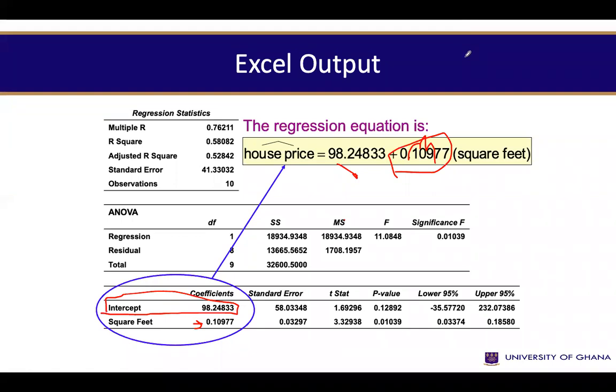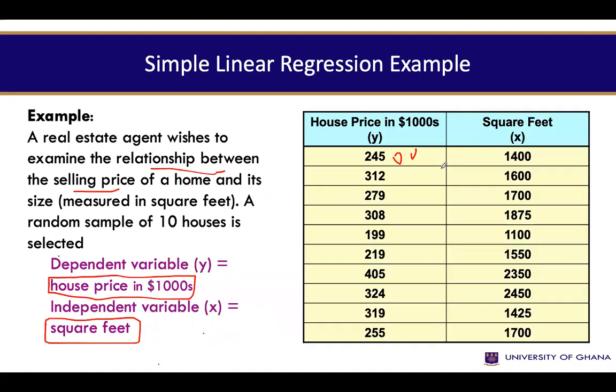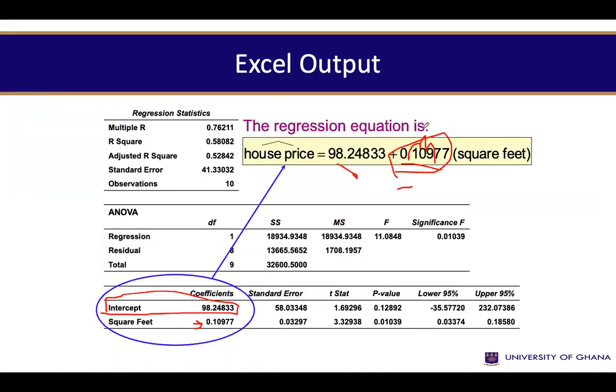So what we are saying again is that for any unit increase in the size of the house, the price of the house will increase by this value. But when you go and check the data, the price of the house is measured in thousands. So when you are interpreting, you have to also take into consideration that thousands that we are seeing. So whatever we have here should be in thousands.